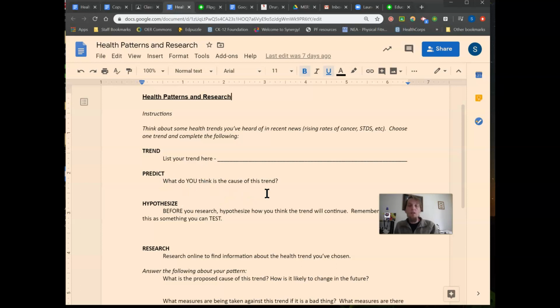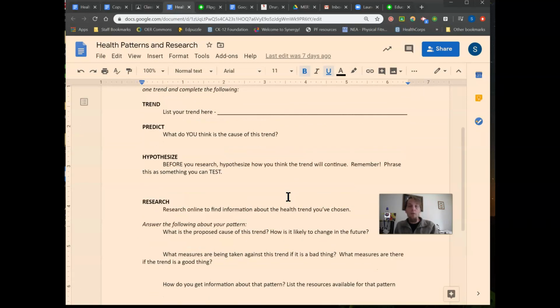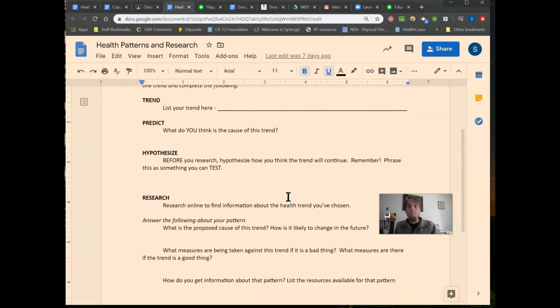Predict what you think is the cause of this trend before you know anything about it, before you research anything about it. What do you think is the cause of this trend? Why are people jumping on this bandwagon? Why is medicine all of a sudden promoting X, Y, or Z?